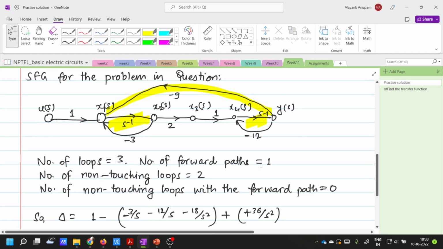And how many forward paths are there? What is a forward path? It is a path from the input to the output, where you traverse one node only once. You do not touch one node more than once. This u of s to y of s is one forward path. So this is the only forward path, by the way. You see, there is no other forward path in this case.